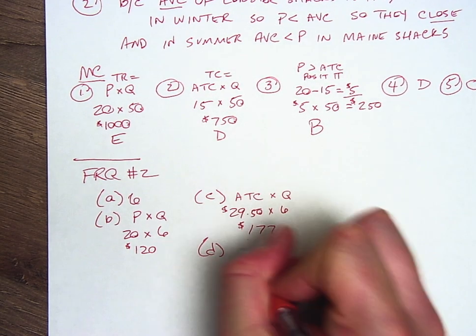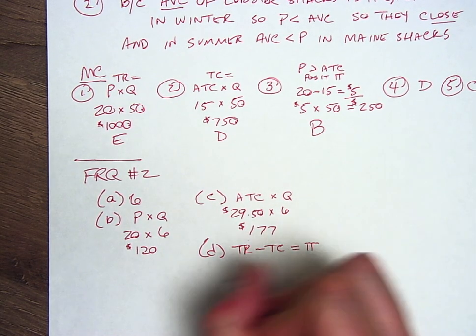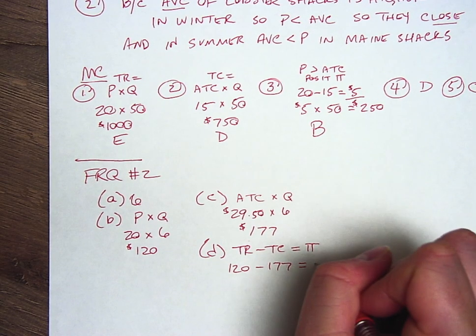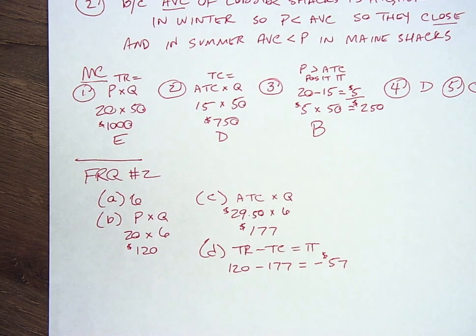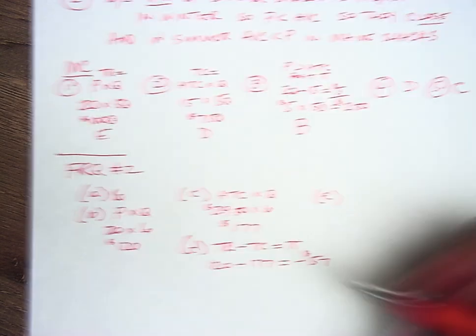D, TR minus TC is equal to profit. So that's a pretty simple statement here. 120 minus 177 equals negative $57. So they're losing money. That's not good. E, all right, we're almost done.